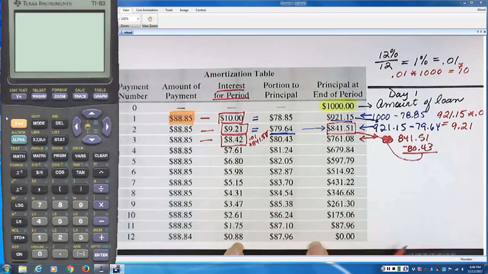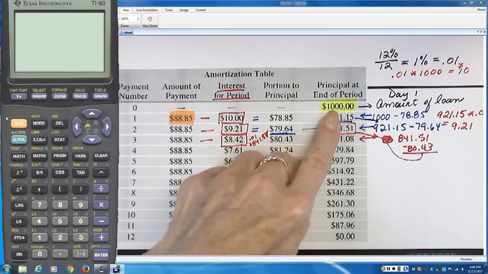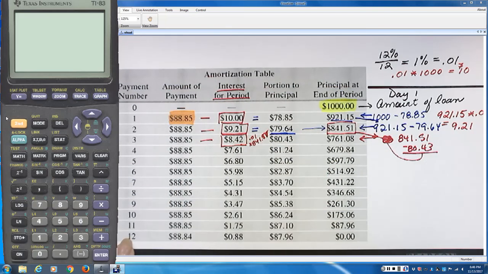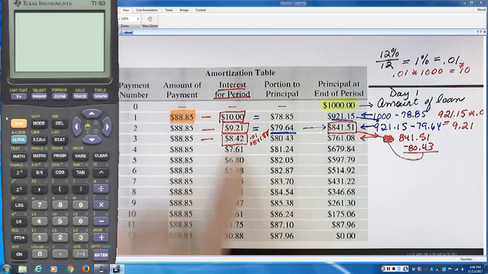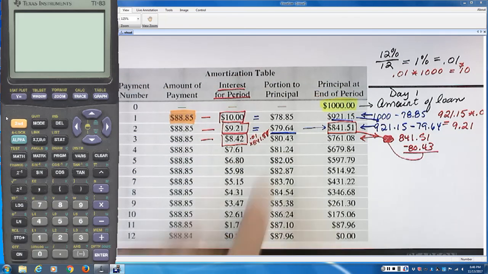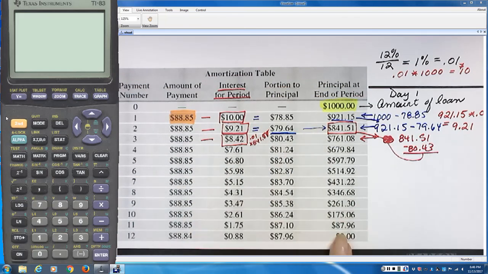Now, this is for borrowing $1,000 for 1 year. Compare that to the house payment we were talking about, where you borrowed $220,000 for 360 payments, 30 years. And so this changes very, very slowly. And so does this. And so does this. Okay?